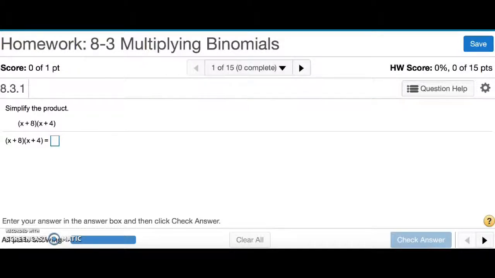So we're going to look at 8-3, multiplying binomials. There are a few different ways to multiply binomials, and I'm going to show you a few of those ways. So let's start by looking at number 1. It says to simplify the product, x plus 8 times x plus 4, so let's multiply them.